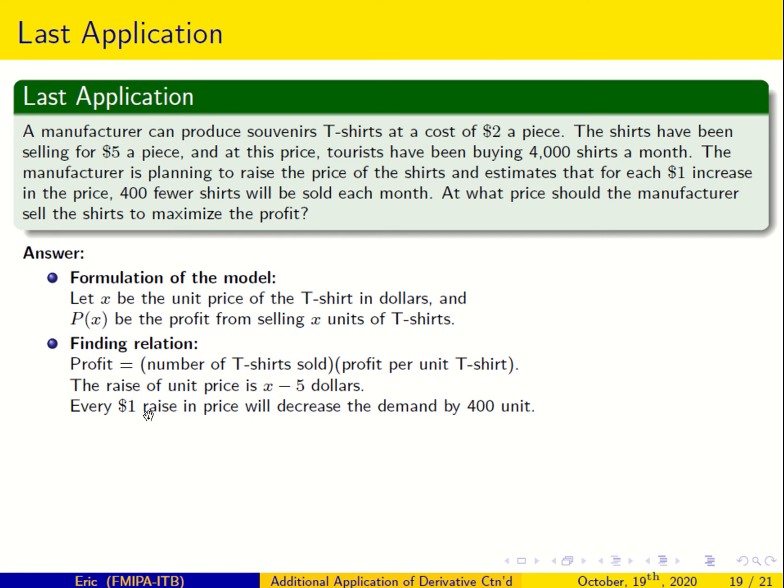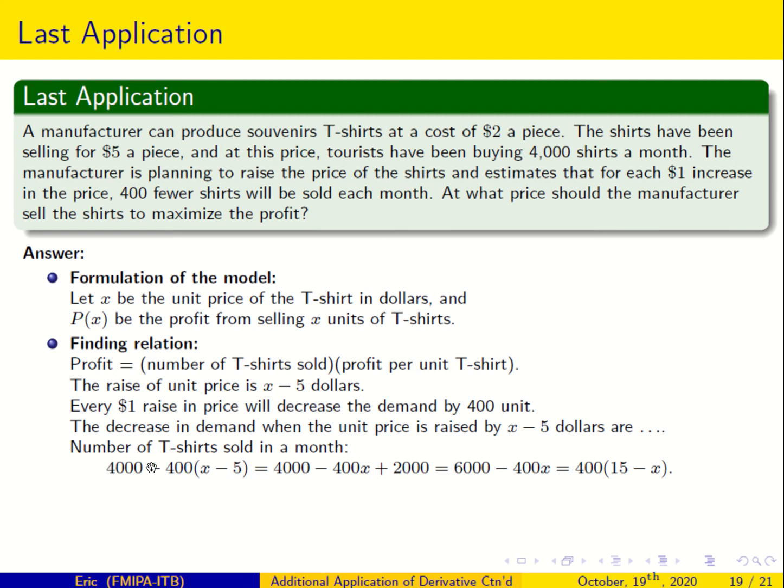Okay, yeah? And every one raise in price will decrease the demand by 400. So how many raises is this? X minus 5. One raise, 400. $2 raise, you have 2 times 400. So if I have X minus 5 raise, the demand is decreased by 400 times X minus 5. So the total number of t-shirts sold should be 4,000 minus the decrease, that is 400 times X minus 5. I can simplify this and I have this.